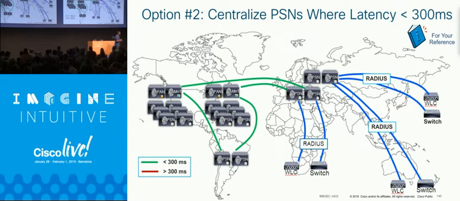You're not going to go over 300 milliseconds. That's one other way to deploy. Actually, our Cisco IT is using this model, and they have centralized all the PSNs somewhere in Europe. Yes? Then what is the restriction in terms of bandwidth for the PSN?